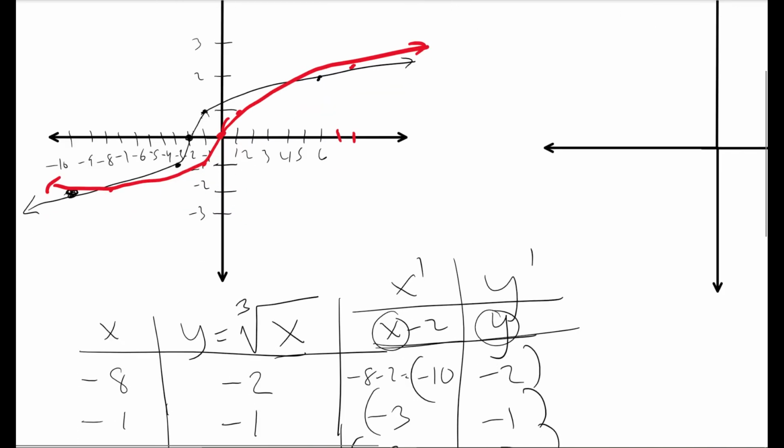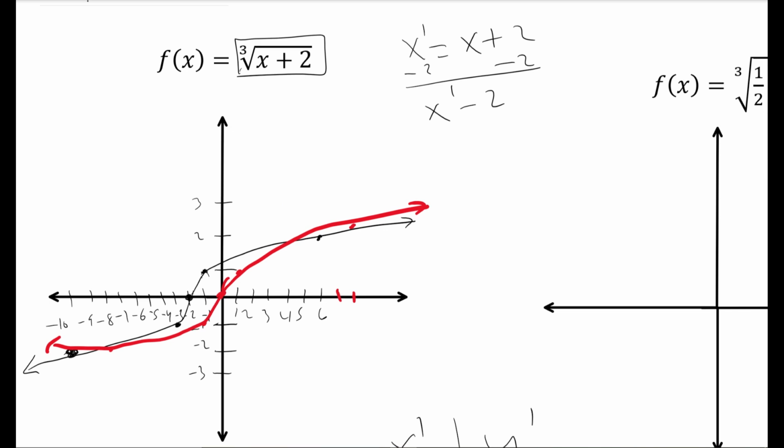So if we look at the transformations, well, what happened? It looks like it got shifted. It simply got shifted to the left 2, which is exactly what happened. It got shifted to the left 2, and that's because of this plus.